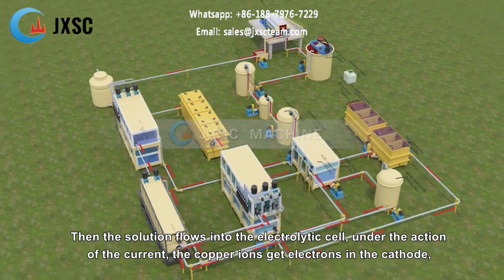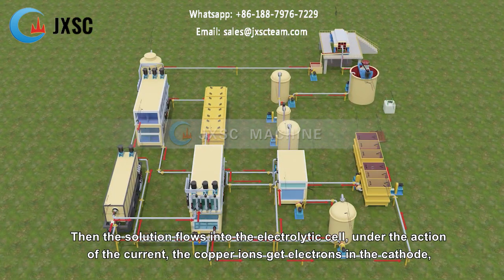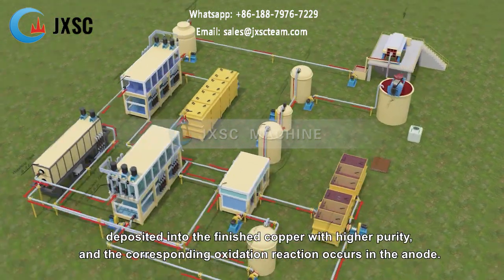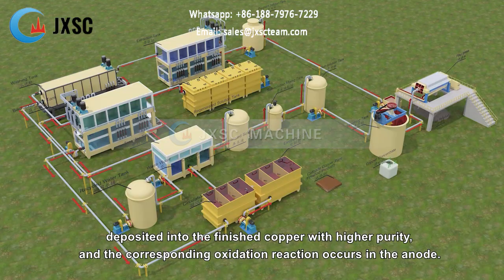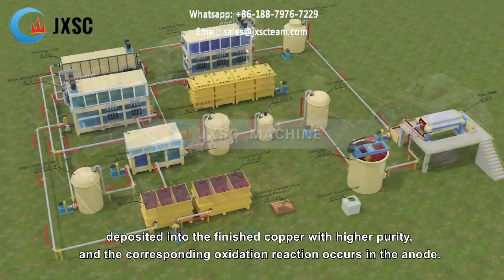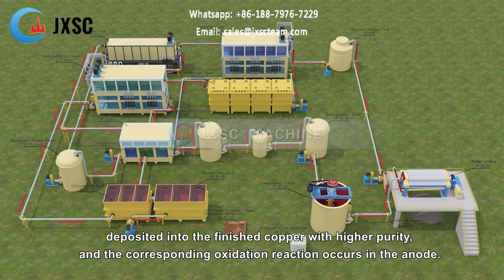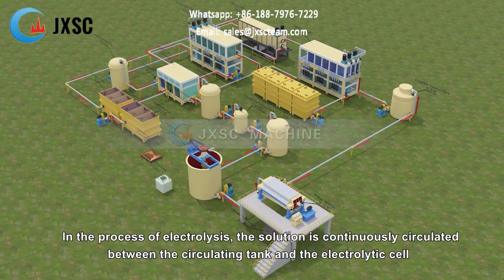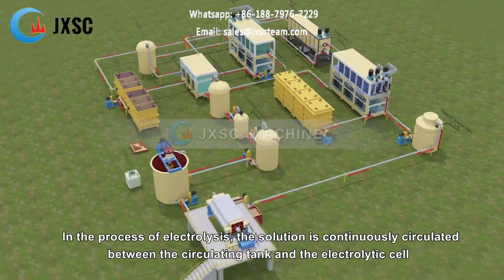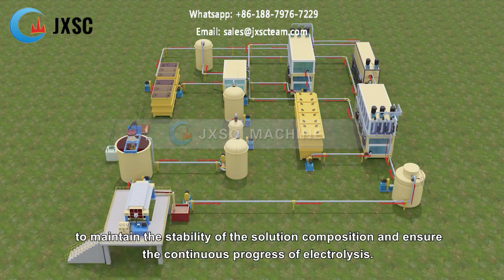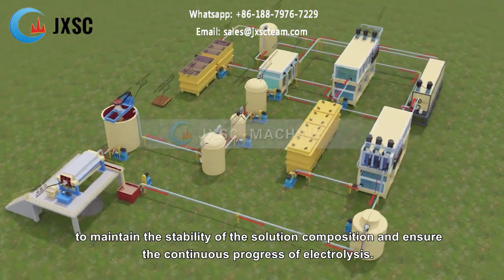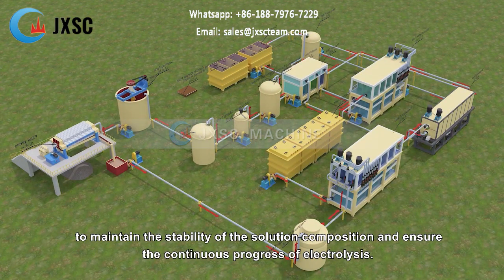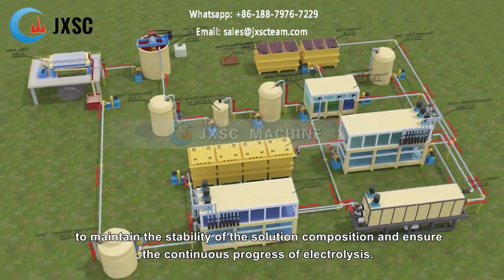Under the action of the current, the copper ions get electrons in the cathode, deposited into the finished copper with higher purity, and the corresponding oxidation reaction occurs in the anode. In the process of electrolysis, the solution is continuously circulated between the circulating tank and the electrolytic cell to maintain the stability of the solution composition and ensure the continuous progress of electrolysis.